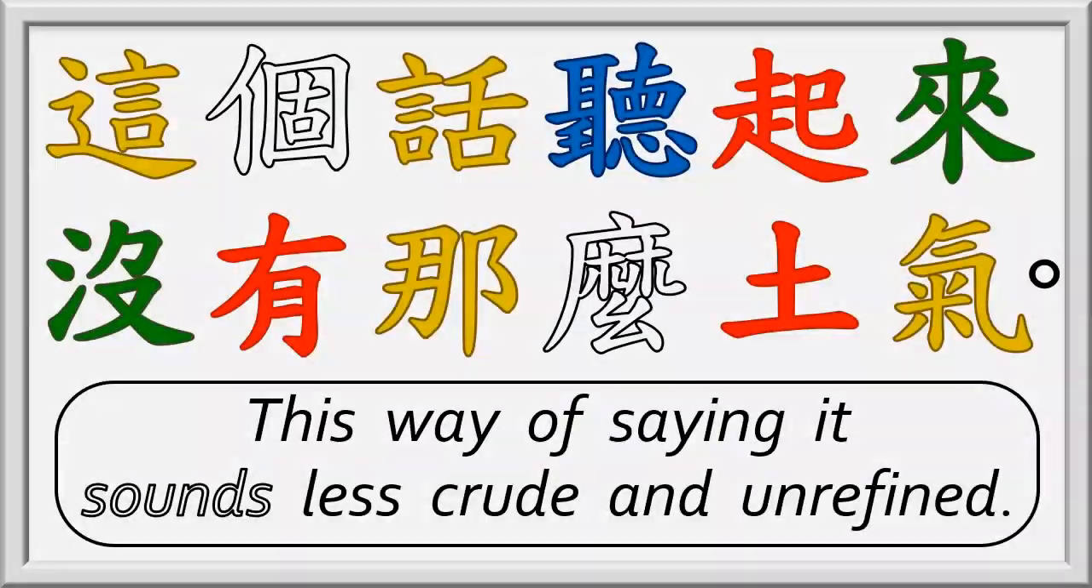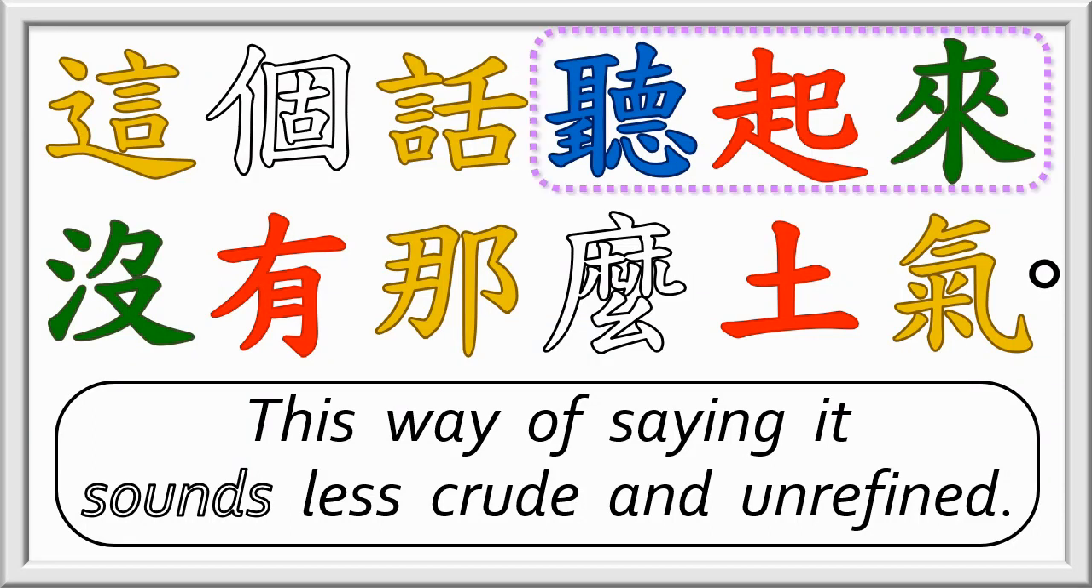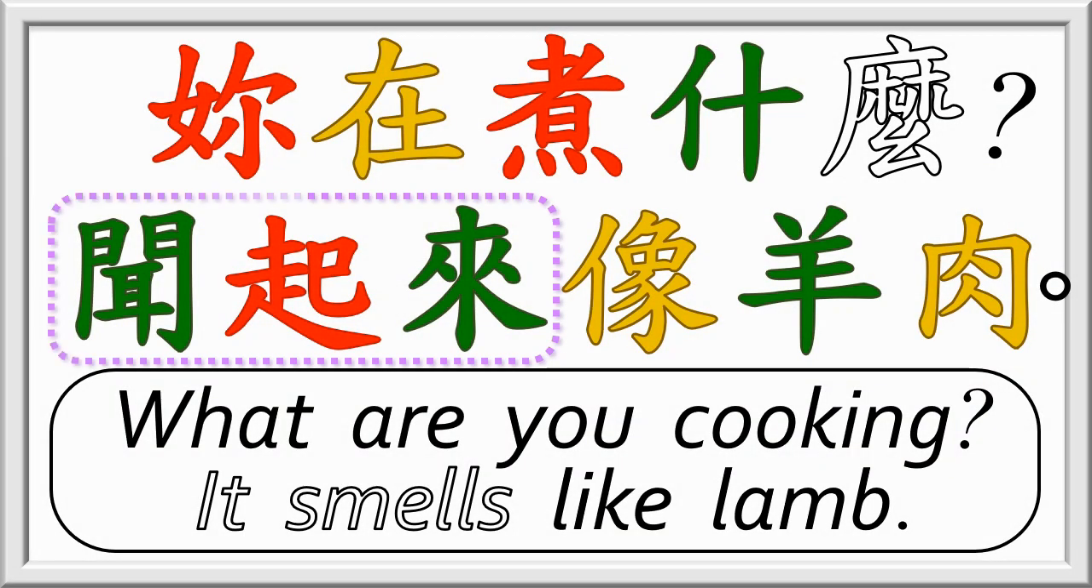If 看起来 means to look like, then it follows that 听起来 would mean to sound like. 这个话听起来没有那么土气。 This way of saying it sounds less crude and unrefined. In a similar vein, 闻起来 translates as to smell like. Literally, when it rises to our nostrils. 你在煮什么？闻起来像羊肉。 What are you cooking? It smells like lamb.